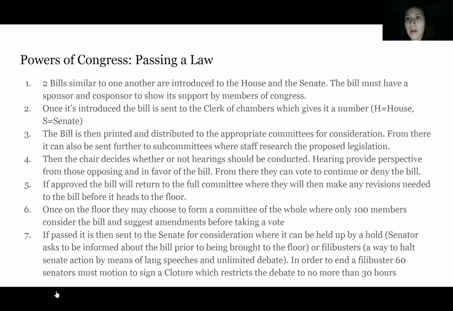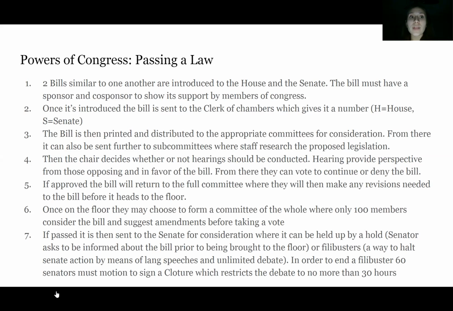So we talked about how there's specific committees within the House and the Senate. It is then sent there for them to look over it, research it, see if that is something that they are wanting. From there, it can even be sent to the subcommittees within that committee in order for there to be research and amendments that they may want to propose to that bill. So it can either get approved or denied there.